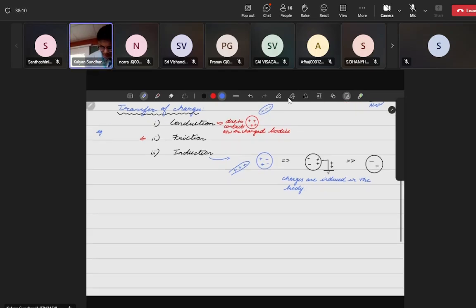So I'll write an example. Transfer of charges: rubbing of a glass rod with a silk cloth.